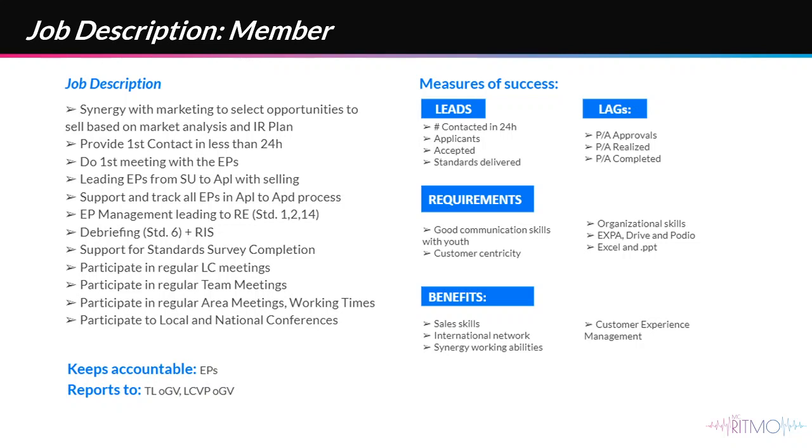Then they manage the EP leading to the realization and do the debrief, support for standard survey completion, and participate regularly in LC meetings, team meetings, working times, and local and national conferences. It keeps accountable EPs and reports to the TL OGV and VP OGV. Measures of success for a member of the OGV area are still the plan achieved approvals, plan achieved realization, and plan achieved completed, and works on the number of contacts in 24 hours, the applicants, the accepted, and the standards delivered.